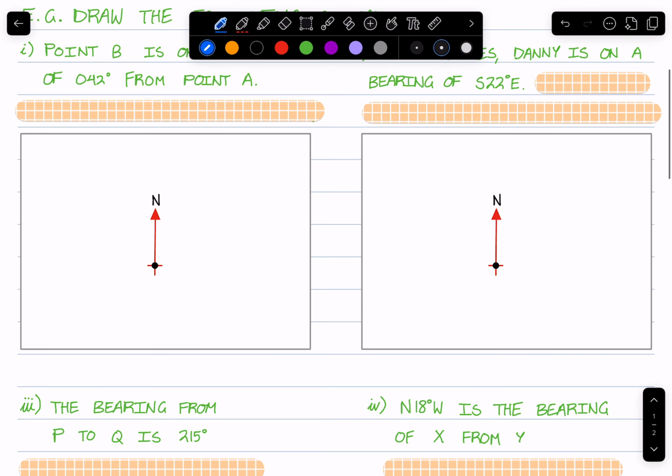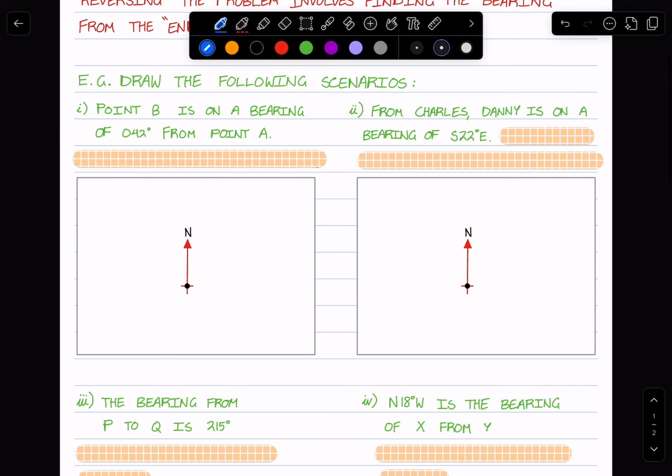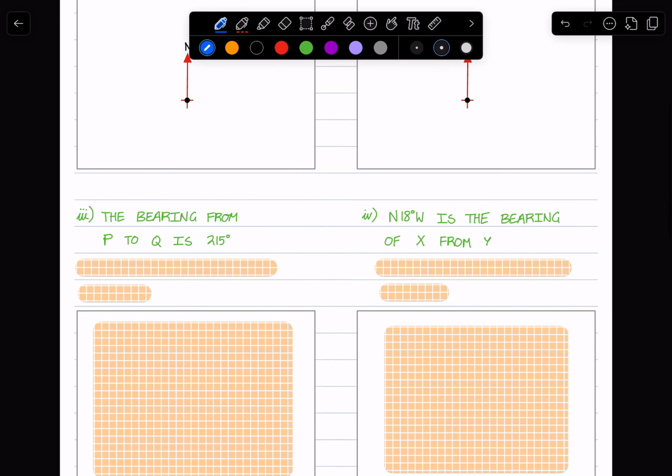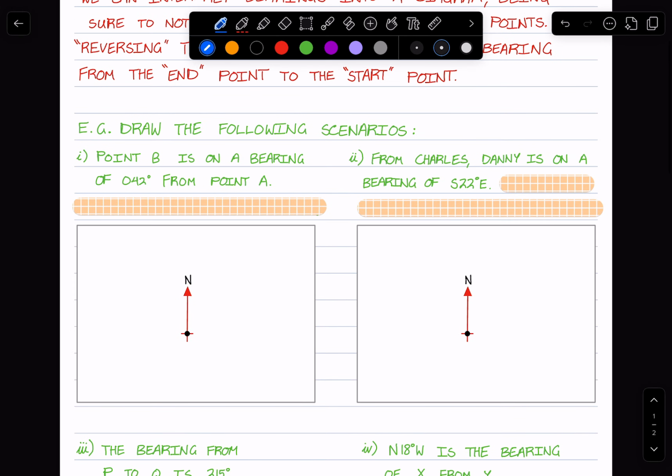Now, to make sense out of this, I'll invite you to pause and first draw out the original bearing diagram based off these four descriptions. I've already done the two here. Let's do the first two together.